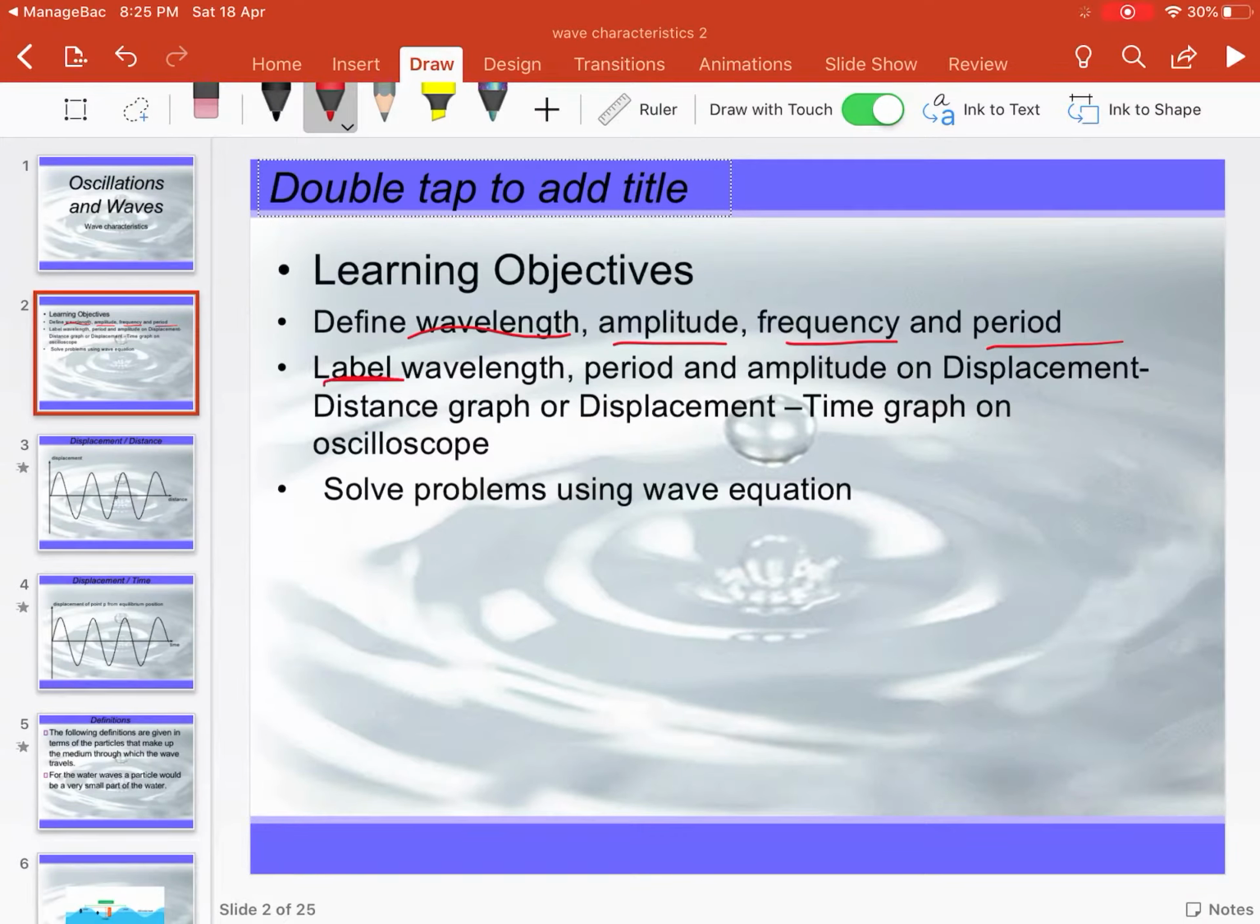We will label these on two types of graphs. The first one is called displacement distance graph, and the second one is called displacement time graph. And then we will solve problems using the wave equation.